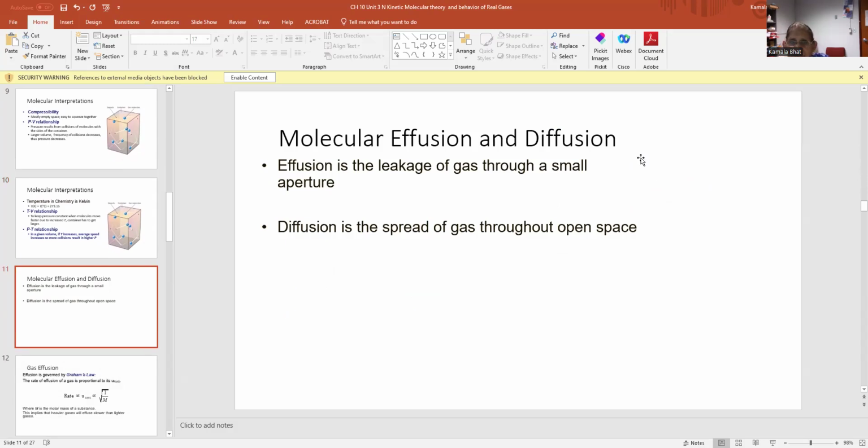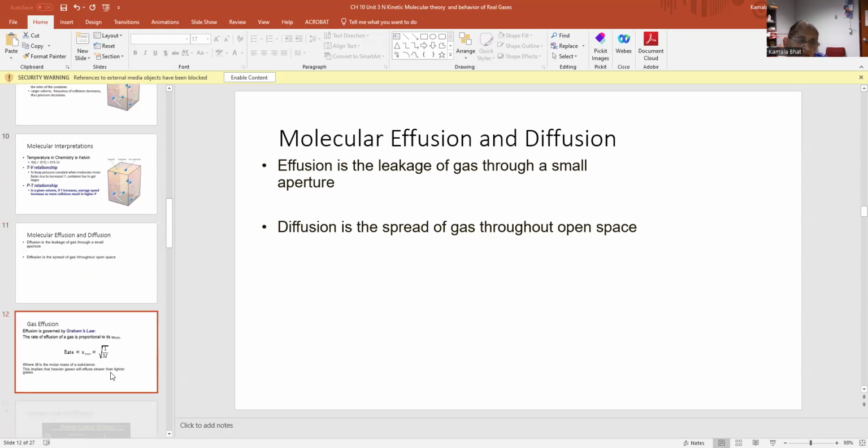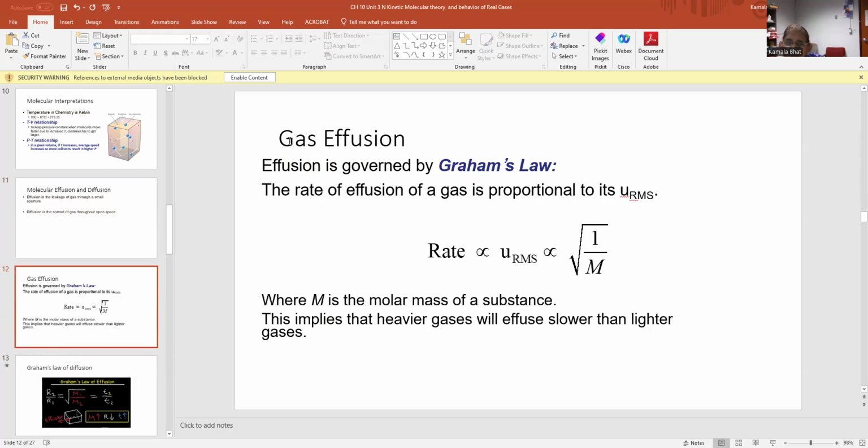Molecular effusion and diffusion. Effusion is the leakage of gas through a small aperture. Diffusion is the spread of gas throughout the open space that is there. Effusion and diffusion both depend upon the speed of the gas, basically because the molecules are moving. The rate is governed by what we call Graham's law. The rate of effusion or diffusion of a gas is directly proportional to its root mean square velocity, where RMS stands for root mean square velocity and M is the molar mass.